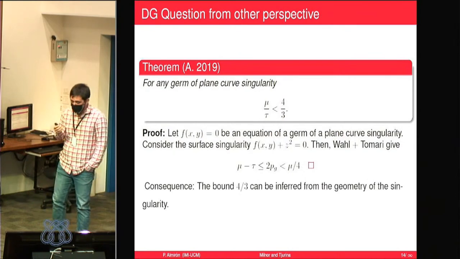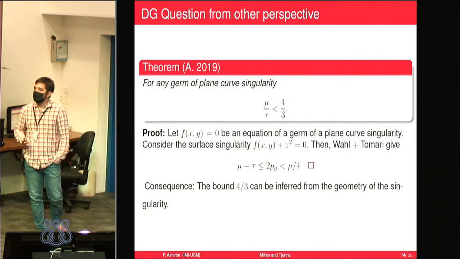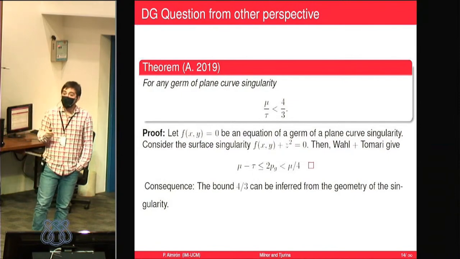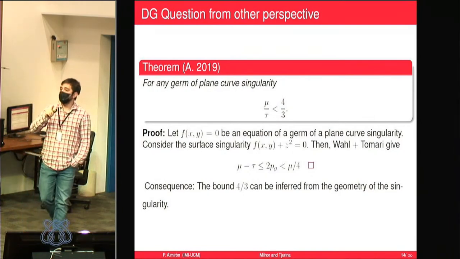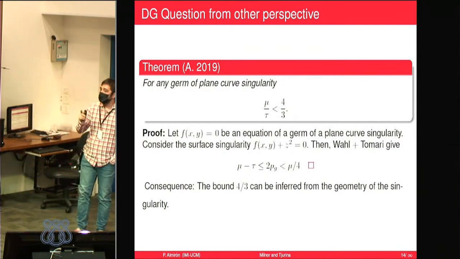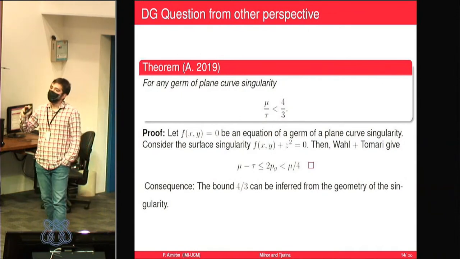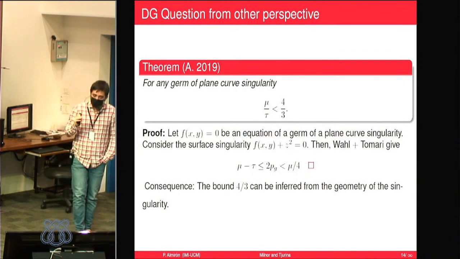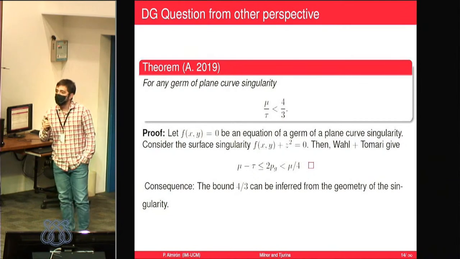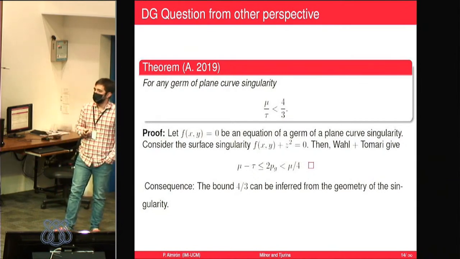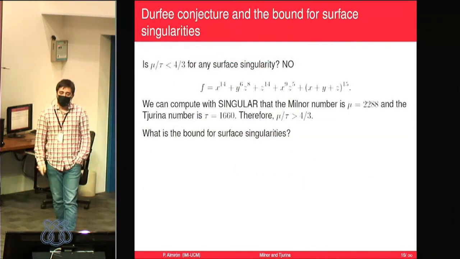And then we have, first, a geometric interpretation of why this bound should be like this. We also have a geometric interpretation of why we have the strict inequality, because the strict inequality comes from Tomari's theorem, that the geometric genus is strictly less than the Milnor number. And asymptotically, we have this bound. So from this point of view, we not only solve the Dimca and Greuel question, but we also give a geometric interpretation of why this question should be true. And we have used the theory of surface singularities.